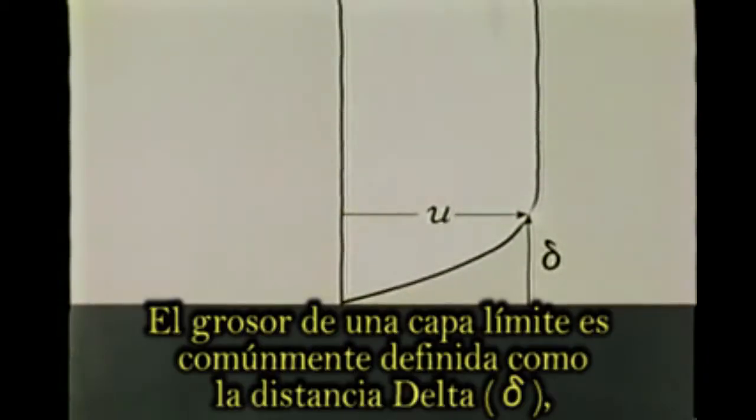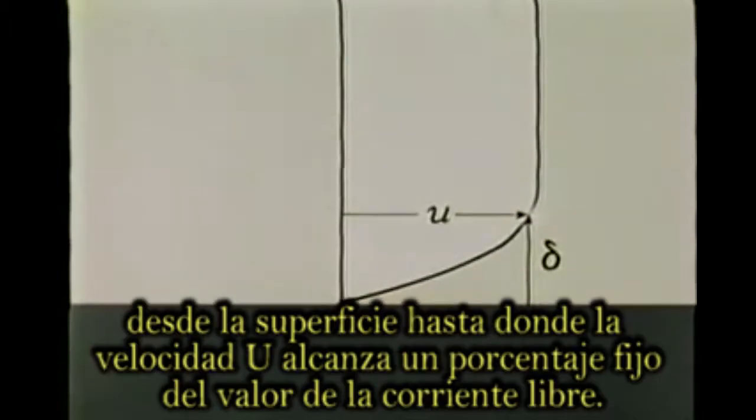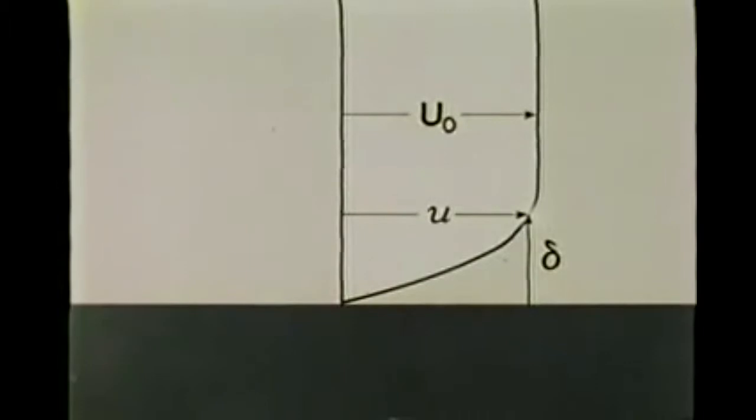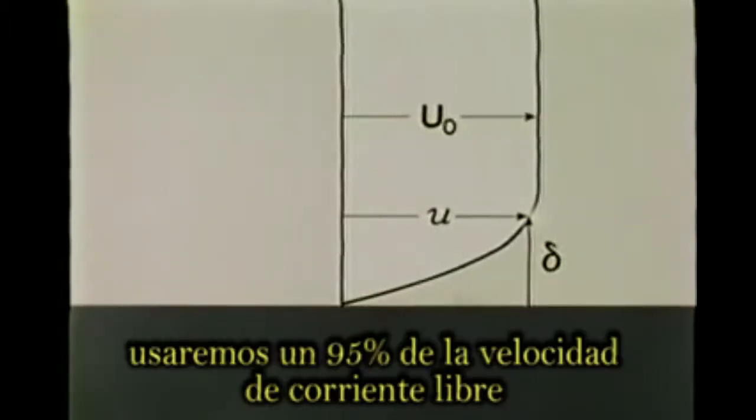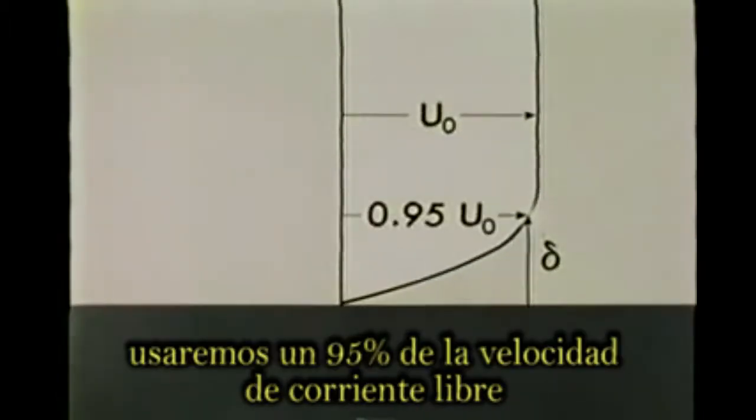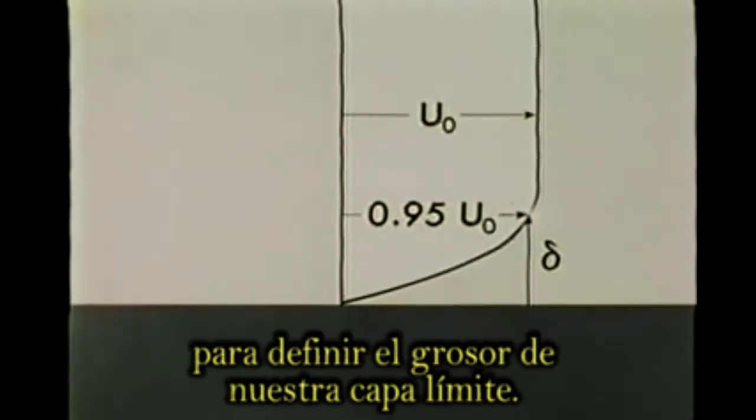The thickness of a boundary layer is sometimes defined as the distance delta from the surface to where the velocity u reaches some fixed percentage of the free stream value. For our purpose, we will use 95% of the free stream velocity to define the thickness of our boundary layer.